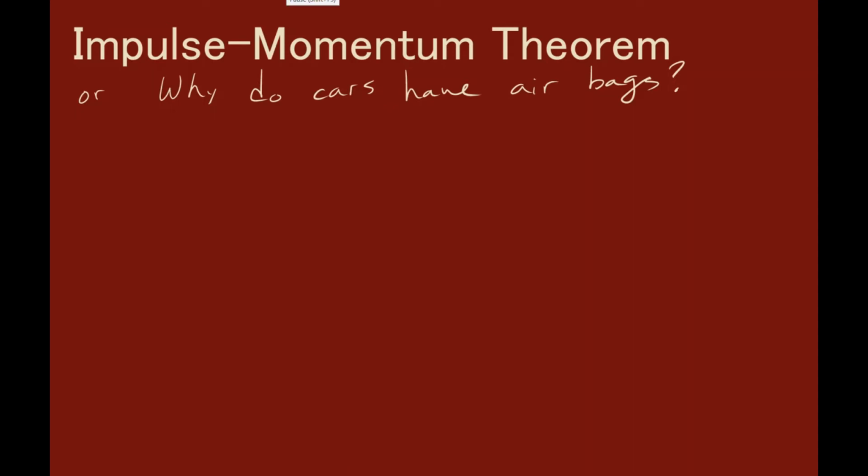So for this video, I want to answer the question, why do we have airbags in cars? And to answer that question, we need to understand two different physical quantities. The first one is momentum. That is represented with a lowercase p, and it is a vector, and it's the product of the mass and the velocity of the object.